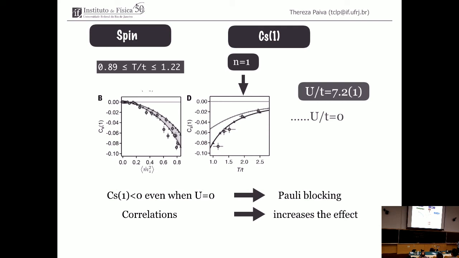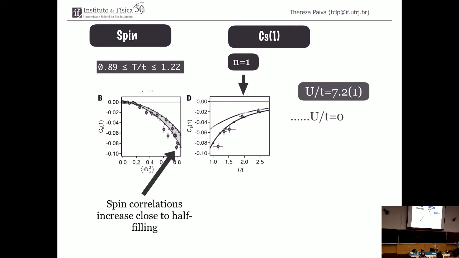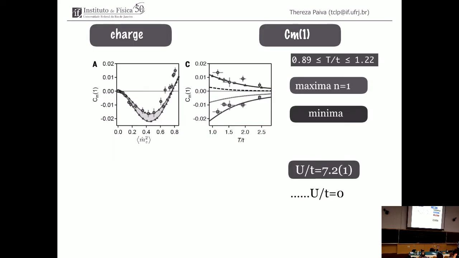As we go closer to half filling, we enhance spin-spin correlations, and they become more negative because they become more antiferromagnetic. And here we see that even at U equals 0, which is this dotted line here, the correlations are negative. So we get this Pauli blocking effect. So, as I stressed, we see an increase in spin-spin antiferromagnetic correlations as we go closer to half filling.